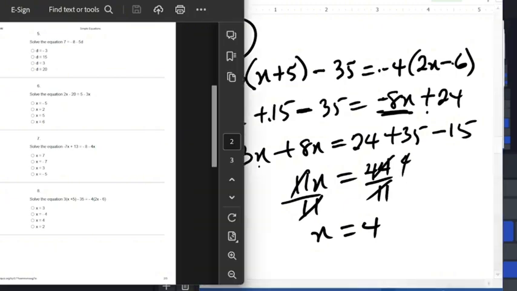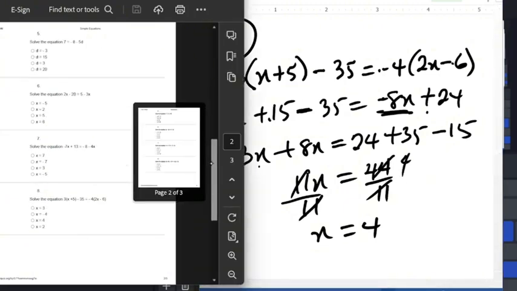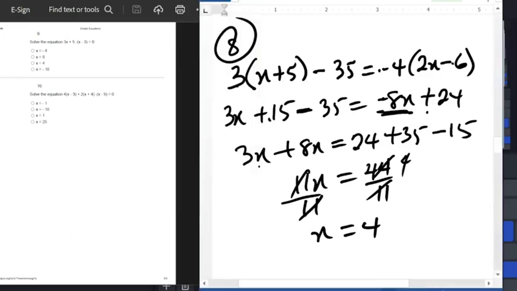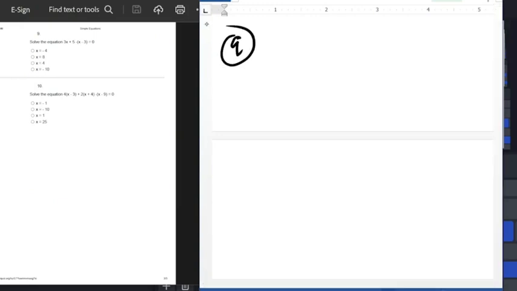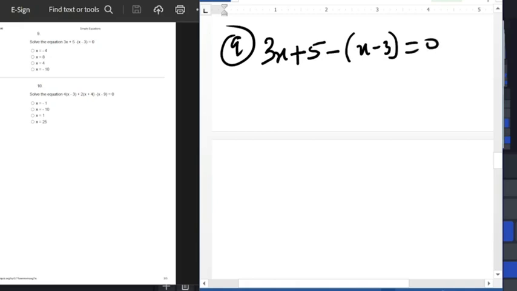Now we go to question number 9. Alright, so question 9 is the next stage. For question number 9, solve the equation 3x plus 5 minus x minus 3 equals to 0.